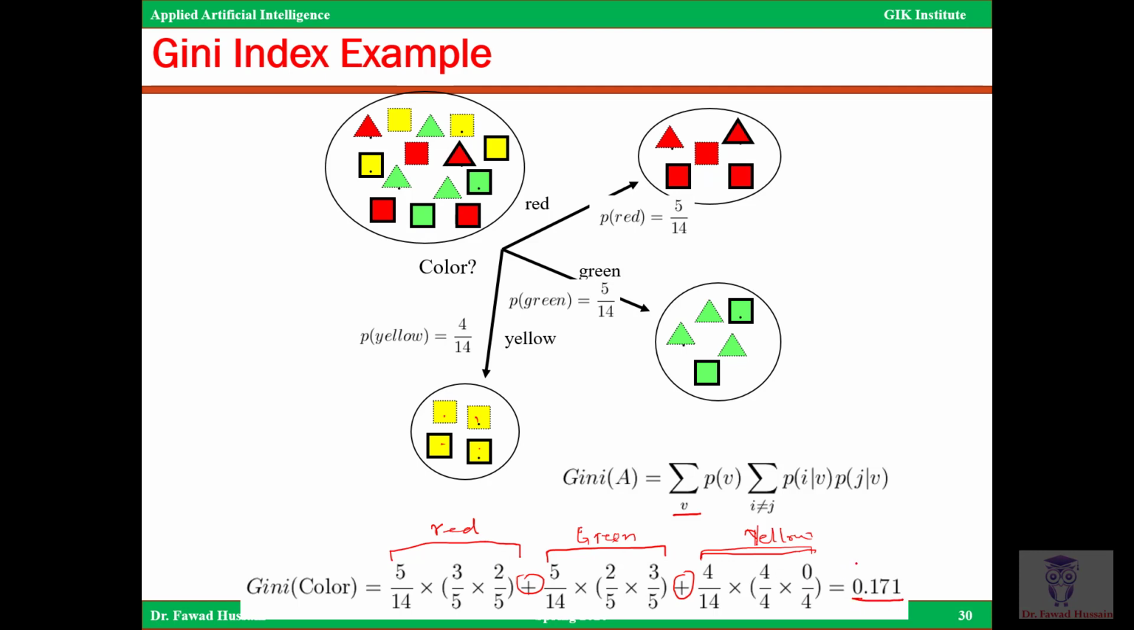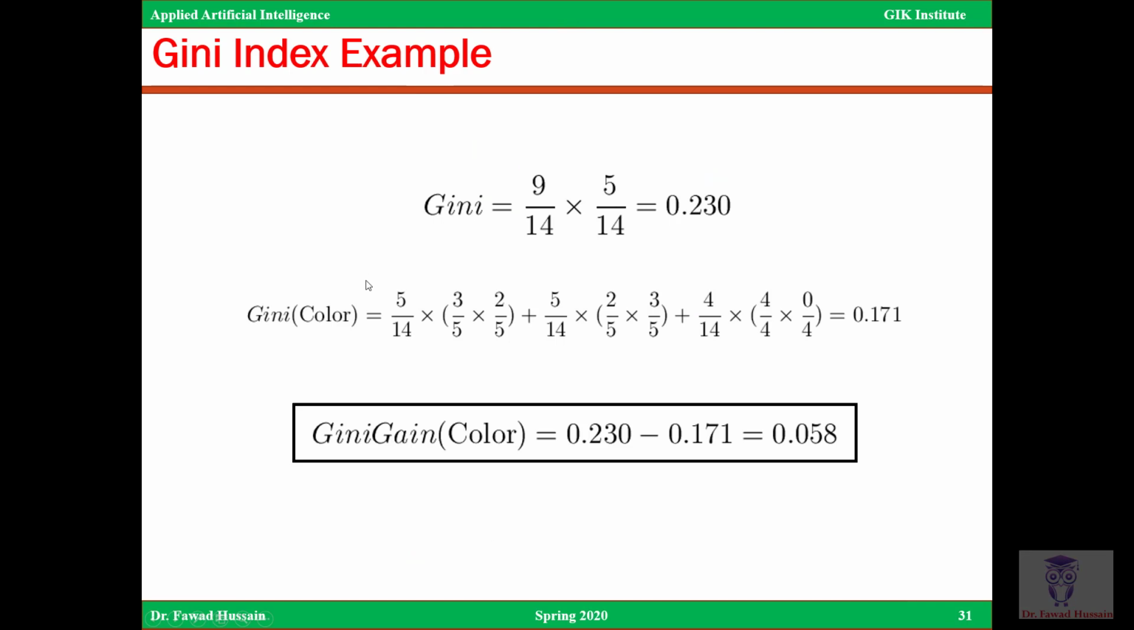So instead of using entropy, we could have as well used Gini, or we could have used the gain ratio. So different metrics, different versions of the same algorithm. The framework is the same. So this is the Gini because of color. Originally, if we did not use any attribute, we had 0.23. If we use color, then we have 0.171. To subtract it, we get the gain. So this is the gain that we get using color as an attribute. If there were more attributes, we could have calculated for other attributes and then decide how to make the decision tree.